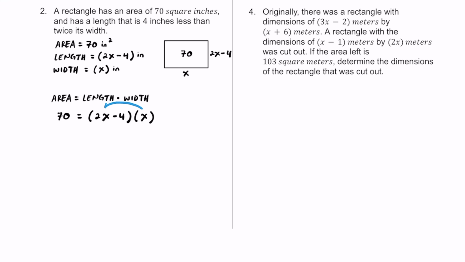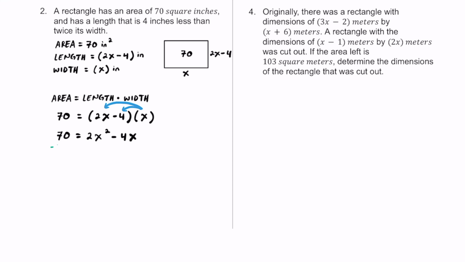Let's go ahead and take this x and distribute it to both of these terms on the inside of that linear binomial. And so we have 70 is equal to, then x times 2x, that's going to be 1x times 2x, which is 2x squared. And then we have 1x times negative 4, which is negative 4x.